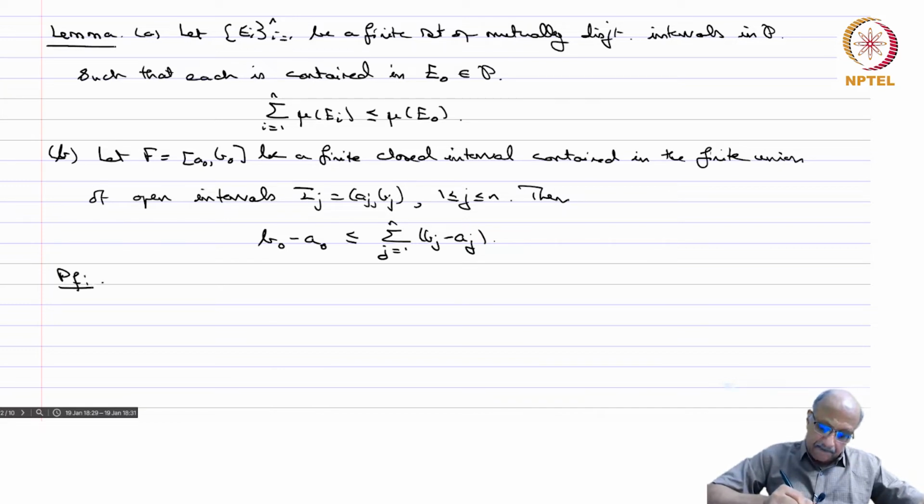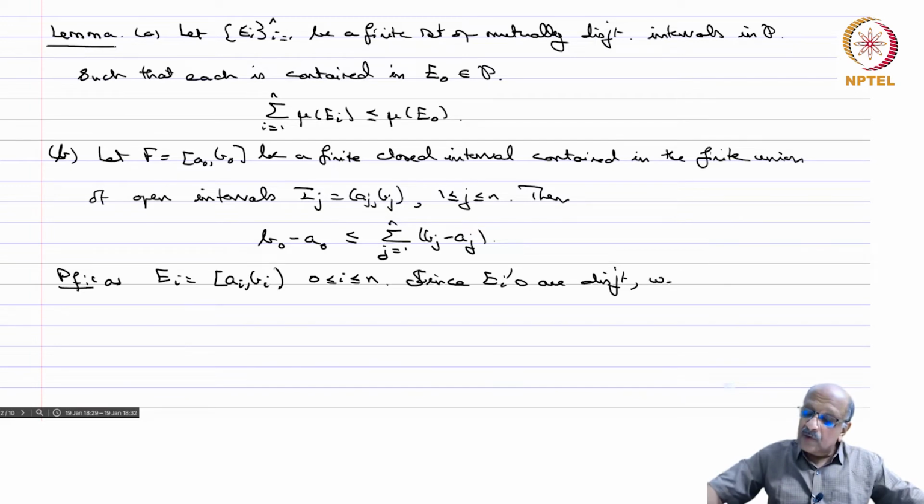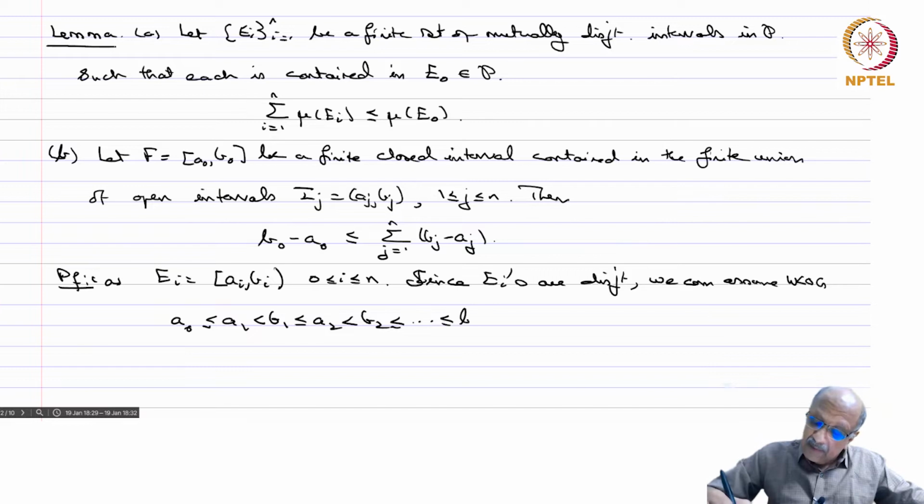Okay, proof of A. So you write E_i equals [a_i, b_i), 0 less than or equal to i less than or equal to n. Okay, so now since the E_i's are disjoint, we can assume without loss of generality, so you can renumber them in a suitable way, so that it's contained in [a_0, b_0). So a_0 will be less than or equal to a_1 strictly less than b_1, less than or equal to a_2 less than b_2, etc., less than or equal to b_{i-1} less than or equal to a_i.